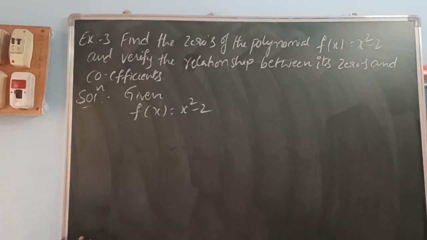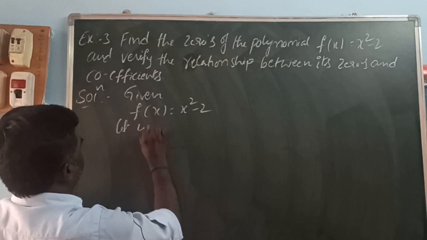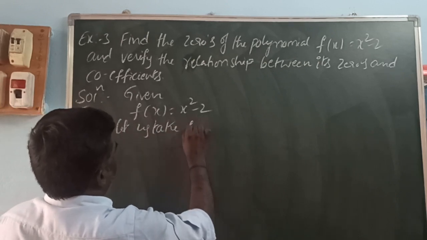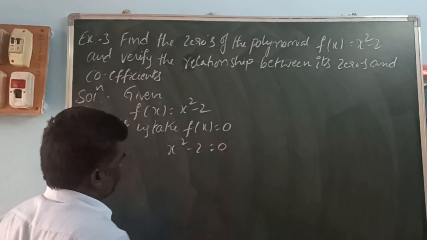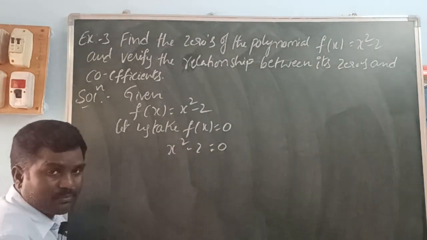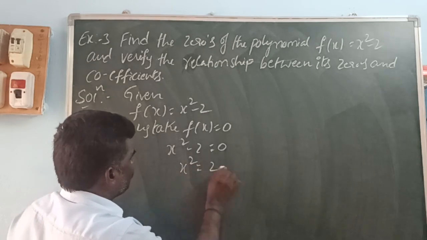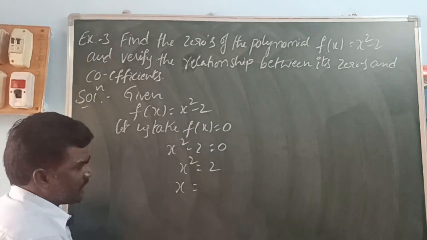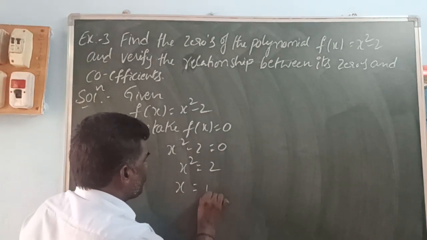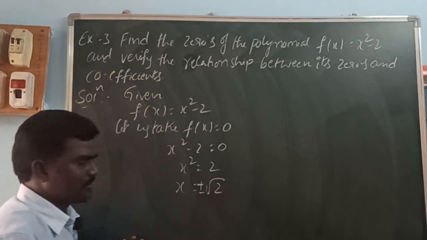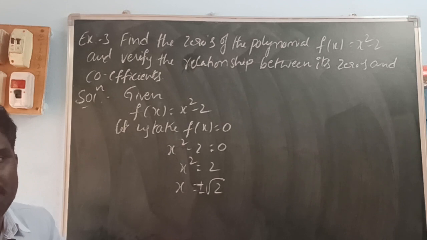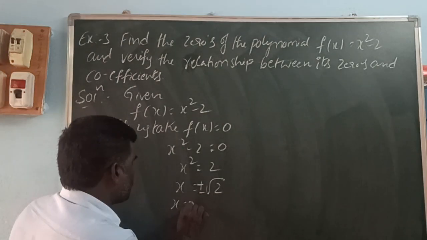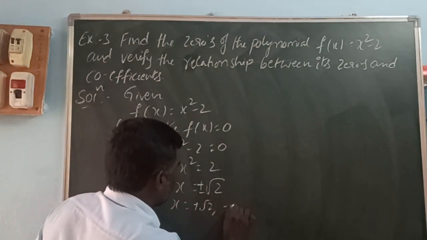How can we do that? Let us take f of x is equal to 0, that is x square minus 2 is equal to 0. Minus 2 goes to the other side as plus, x square is equal to 2. The square goes to the other side as square root. Plus or minus square root, because for the square of any number there are two values, plus and minus. Here x is equal to plus root 2 and minus root 2.